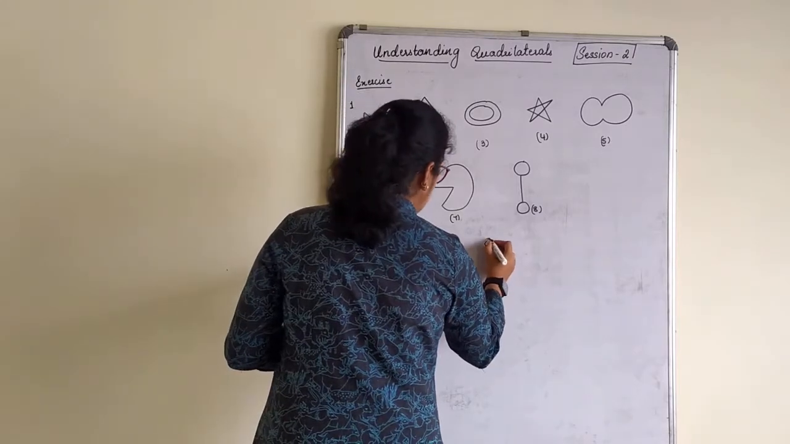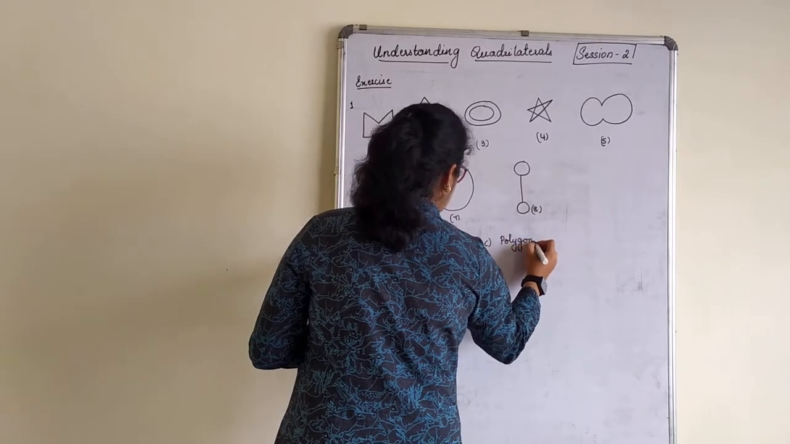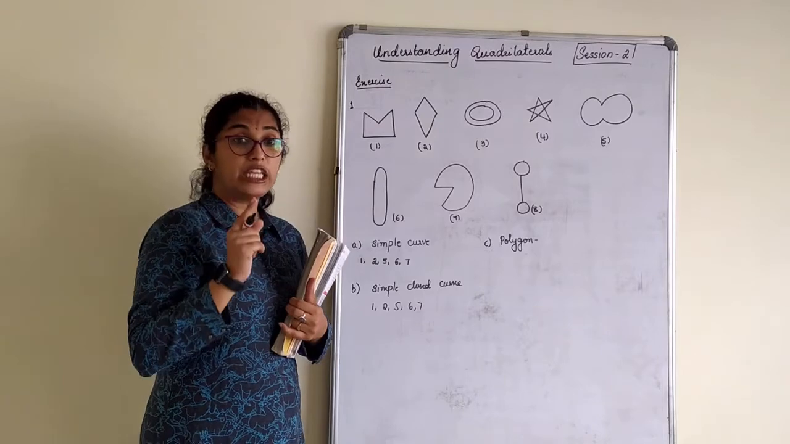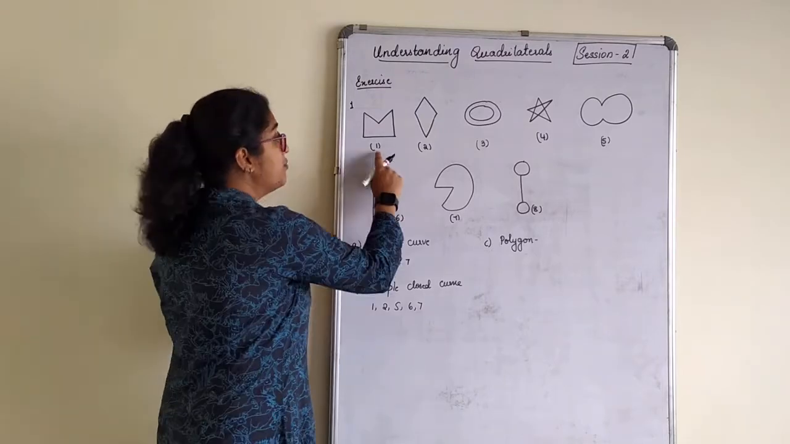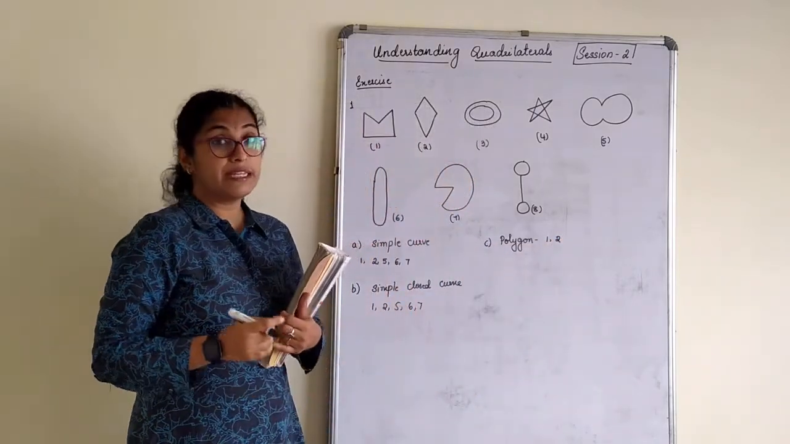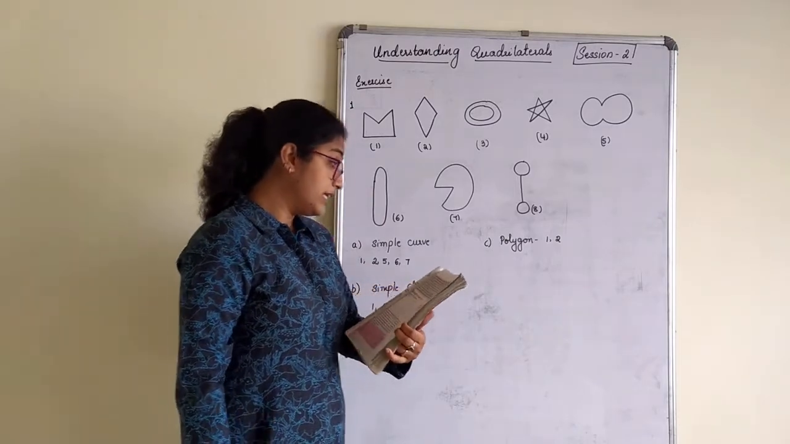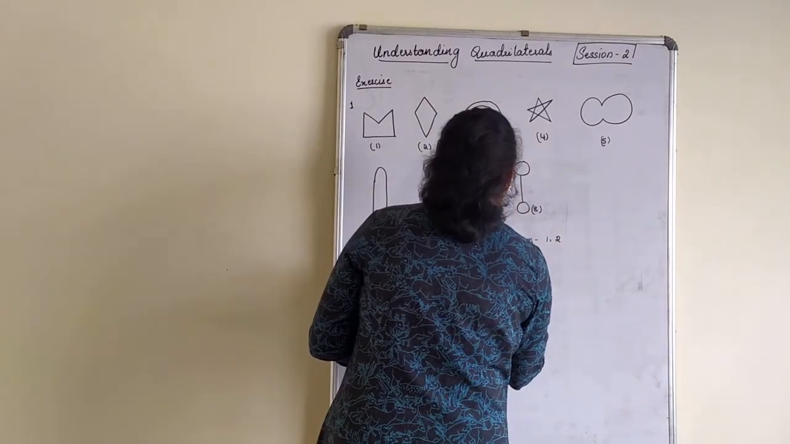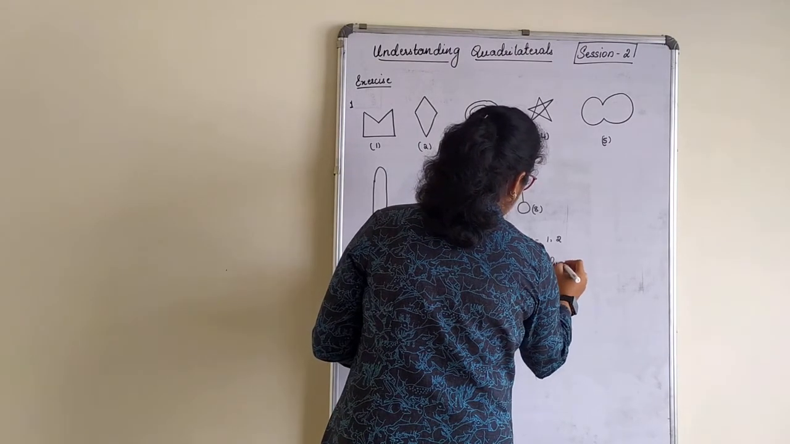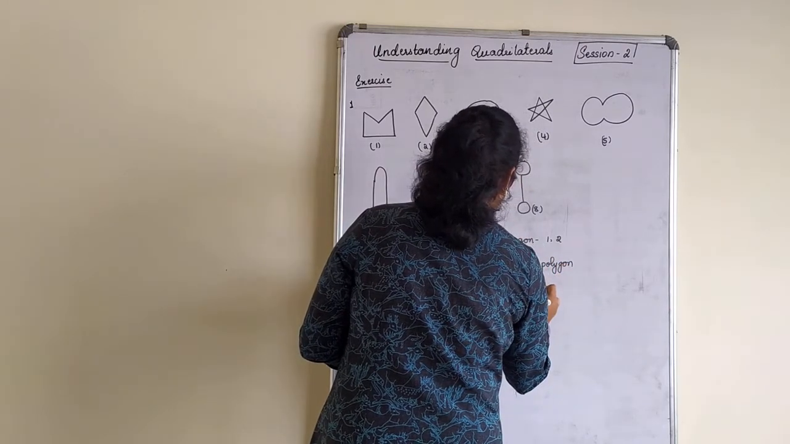Now, C is polygon. What is a polygon? A polygon is formed by joining line segments only. Which are the figures here formed only by joining straight line segments? Only the first and second. The rest are not joined by straight line segments, they are curves, so they will not come. So polygon is only 1 and 2. Then convex polygon, and E is concave polygon.